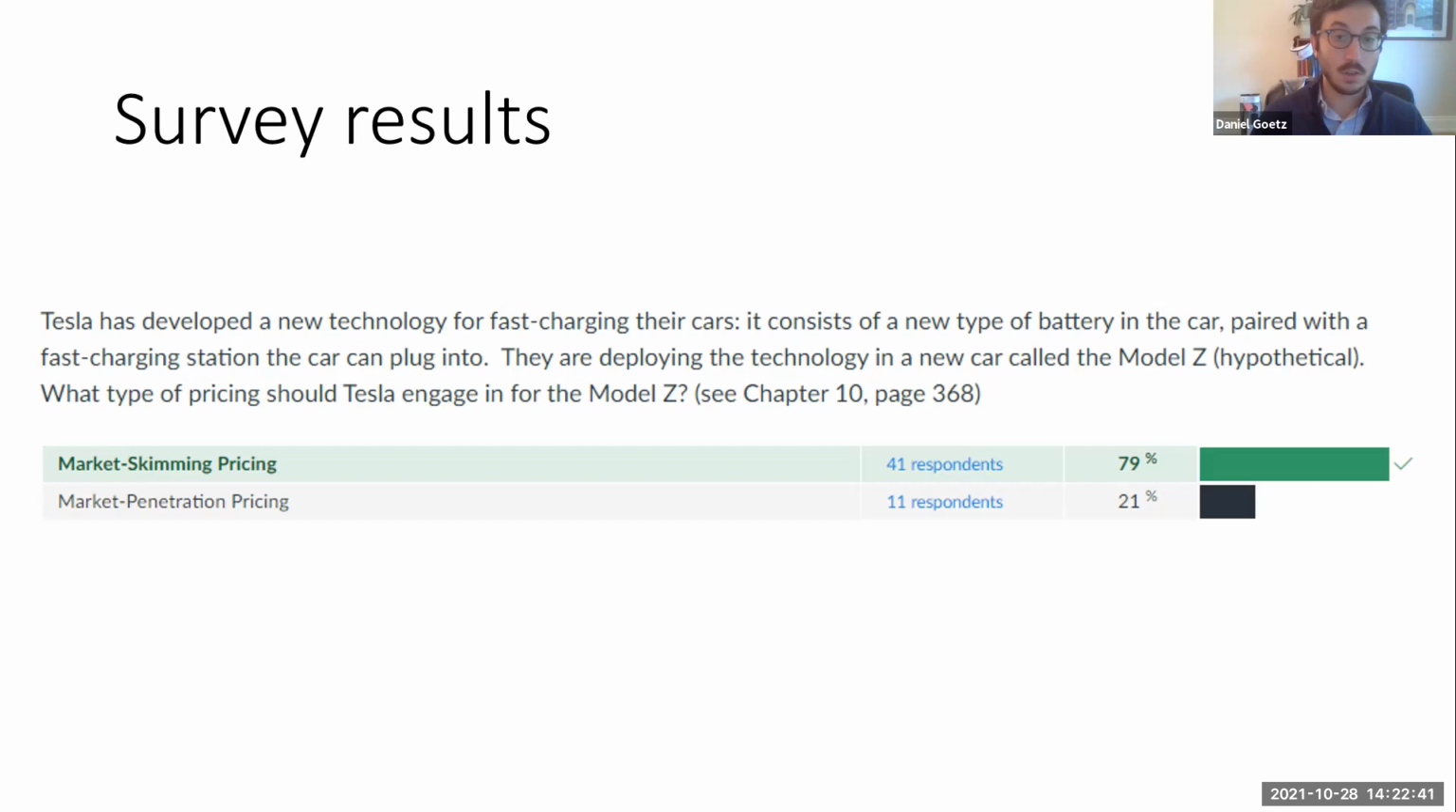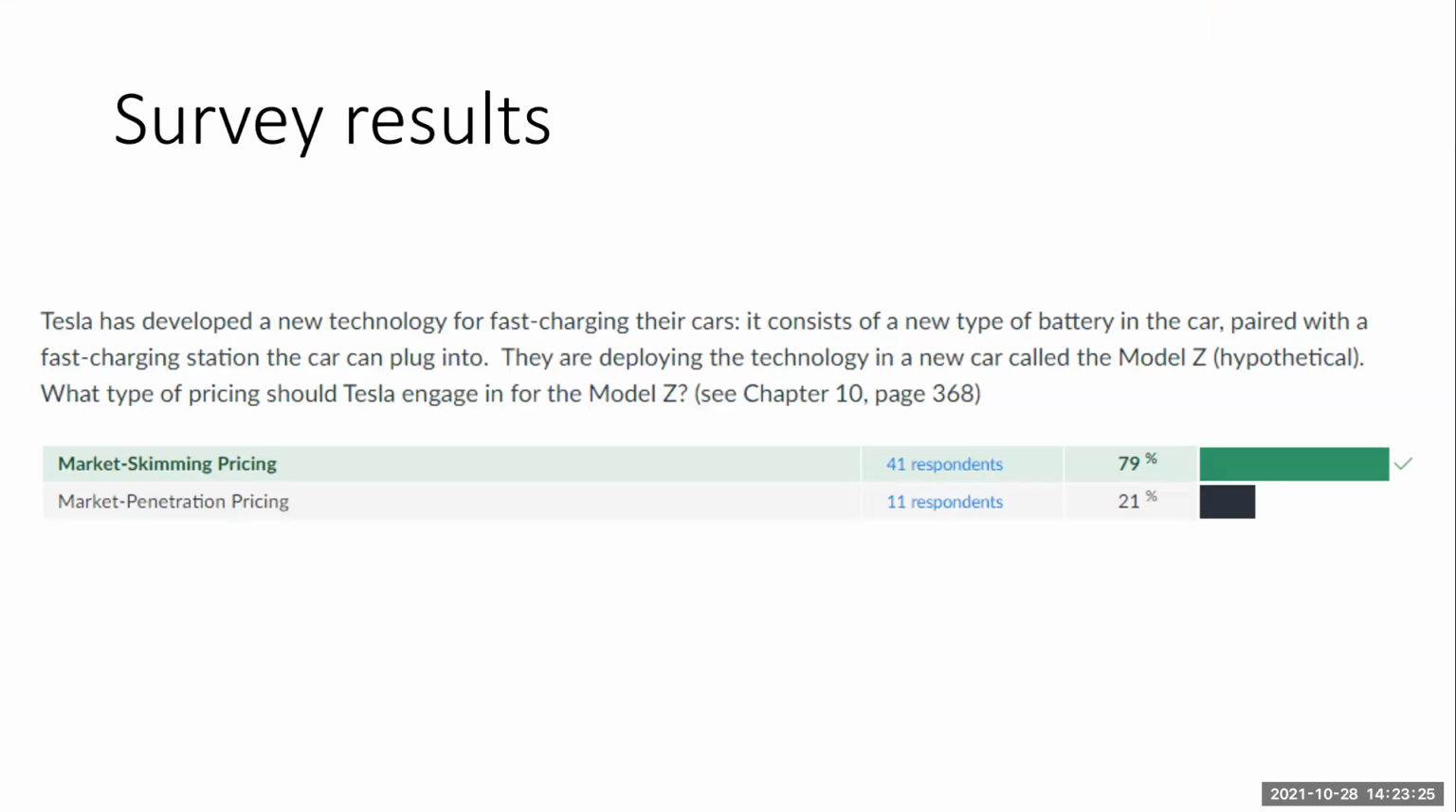So is John Liu here? Actually, I can see John in the chat here. So John, are you here? All right, John's away from his keyboard. What about Yanfei Wang? Is Yanfei here? Yeah, I'm here. Hi, Yanfei. So you chose market skimming. Can you explain why you chose that?